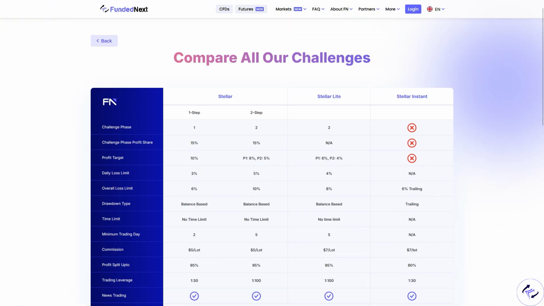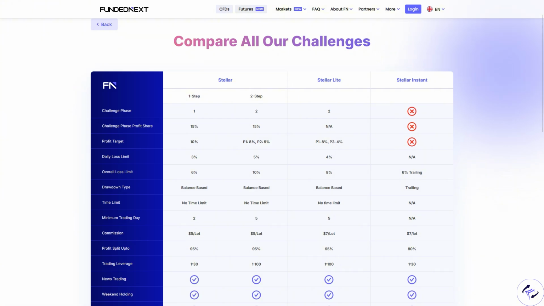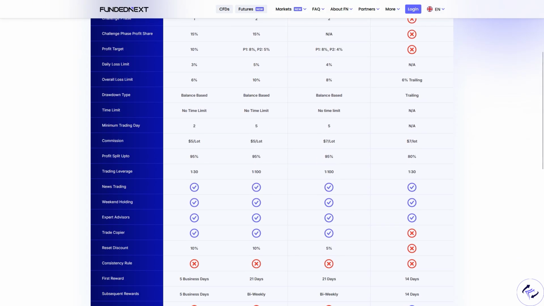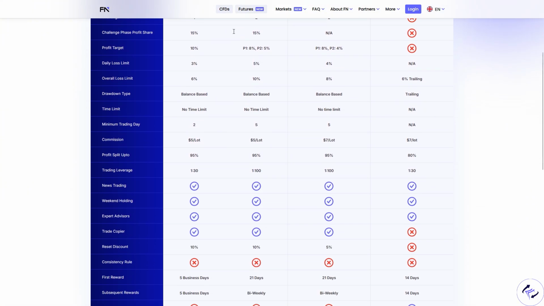But FundedNext introduced new account type, which is called Stellar Instant. And here you don't have challenge phases, which is a game changer. This is crazy. Also, as you can see, there is no profit target. The only thing here is that you have overall loss limit, which is 6% trailing. That is the only important thing here, and also you cannot use trade copiers. Other than that, you're just good to go. You can just take your account and split 80% of your profits.